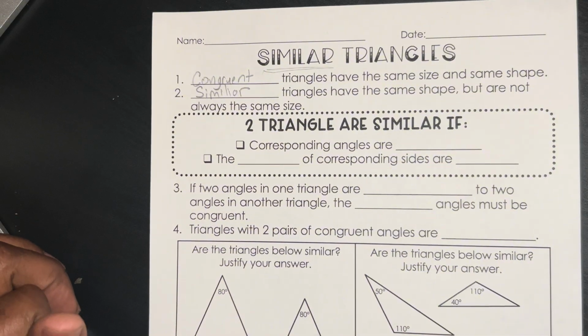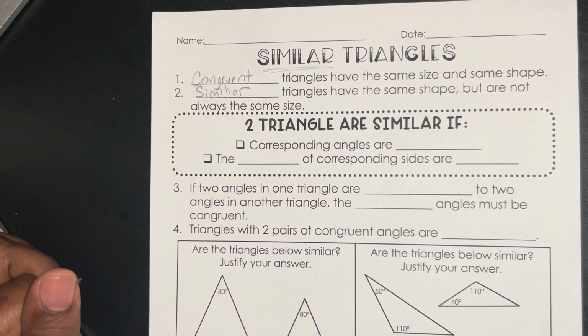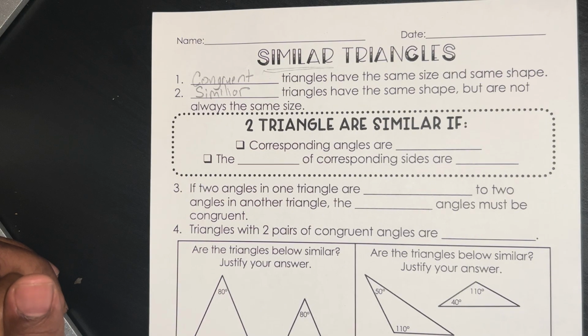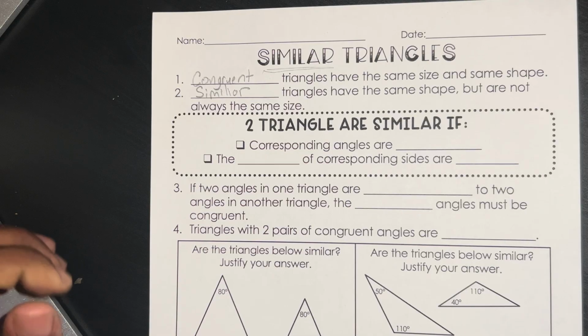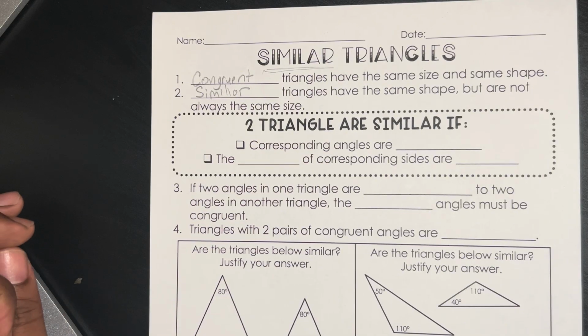similar triangles. Similar triangles do have the same shape, but not necessarily the same size. So think, if two people are similar, they might look a little bit alike, but they're definitely not the same person. Same thing with similar triangles. They have the same shape, both triangles, but they are not always the same size.